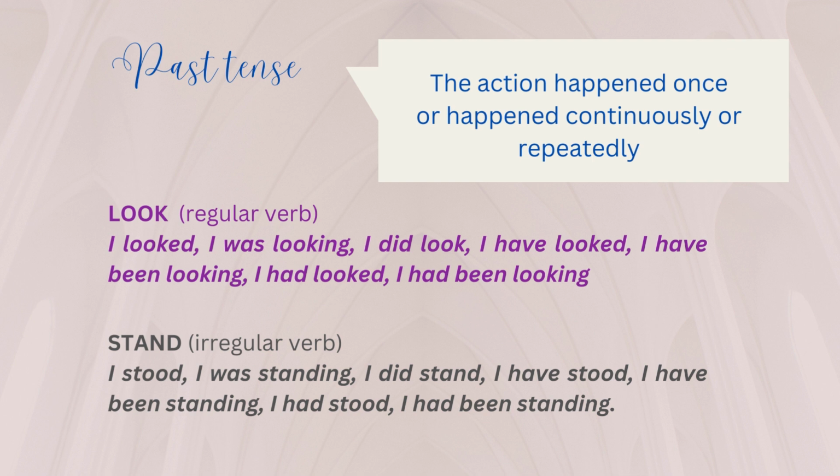Those 2 are a little bit different. They're sometimes called the pluperfect tense, but I've lumped them all together here in the past tense. I like to think of these 2 as kind of past. They refer to an action which happened before another action. And the other example, stand, which is an irregular verb, and you can see why it's called an irregular verb. I stood, I was standing, I did stand, I have stood, I have been standing, I had stood, I had been standing. And of course, you're already expert at using all these different forms of the past tense.